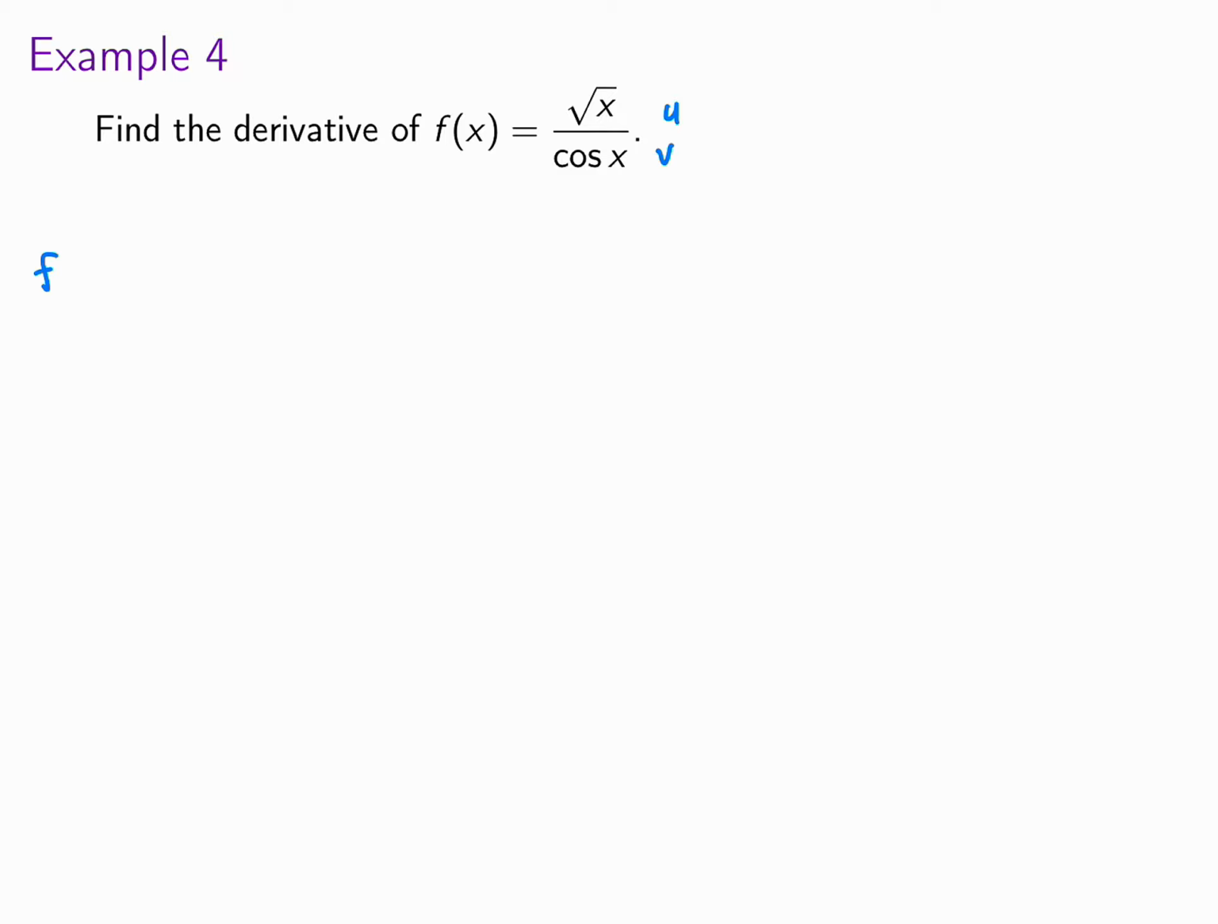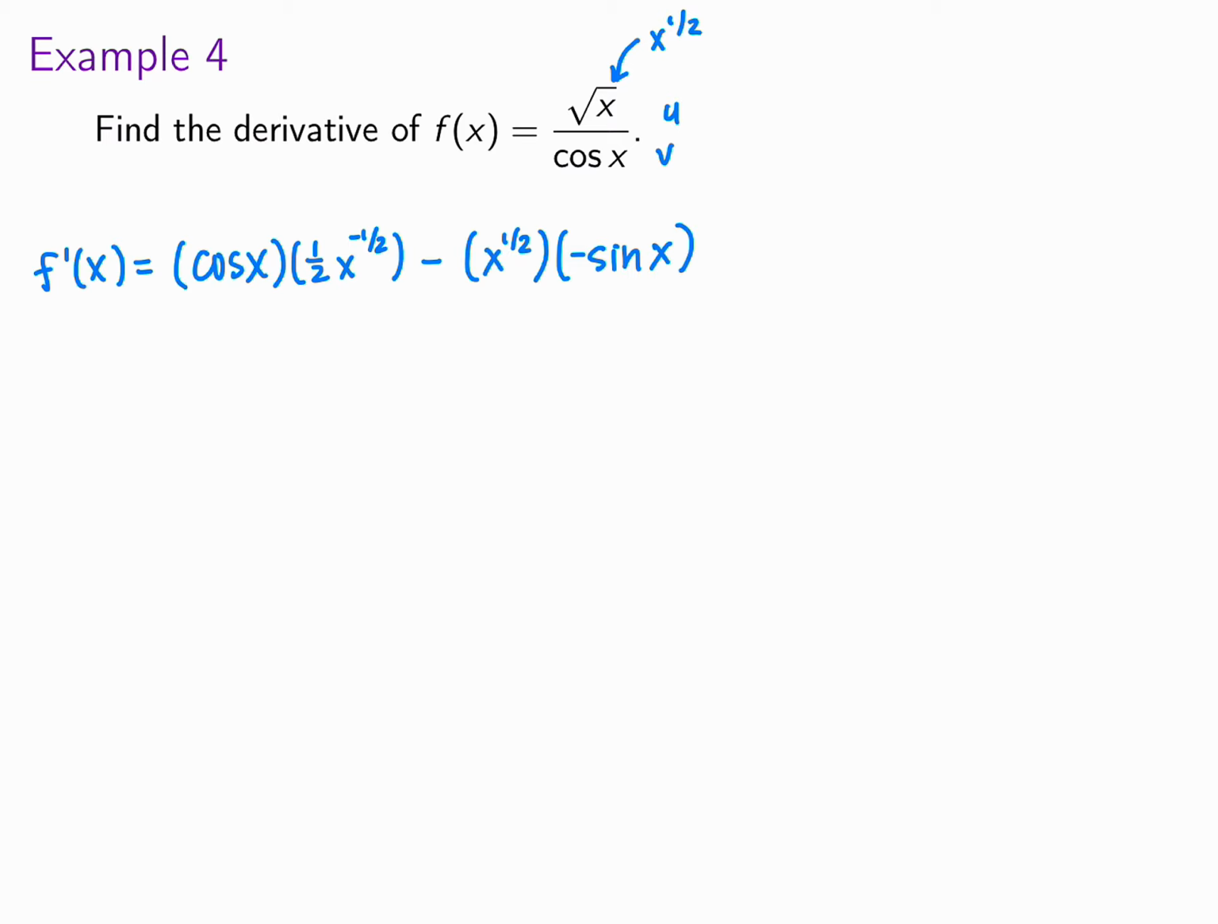So we have f prime of x equals the bottom times the derivative of the top. And it might help to remember that the square root of x is x to the 1/2. So the bottom, the derivative of the top would be 1/2 x to the negative half, minus the top, x to the half, times the derivative of the bottom, which would be a negative sine x, all over the denominator squared.